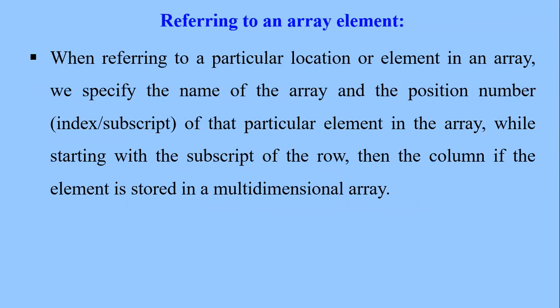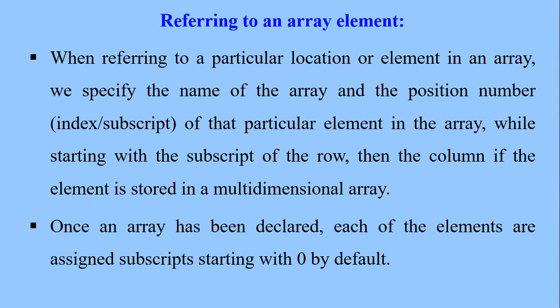How do we refer to an array element? When referring to a particular location or element in an array, we specify the name of the array and the position number or index, what we call the subscript, of that particular element, starting with the subscript of the row, then the column if the element is stored in a multidimensional array. Once an array has been declared, each of the elements is assigned a subscript starting with 0 by default.